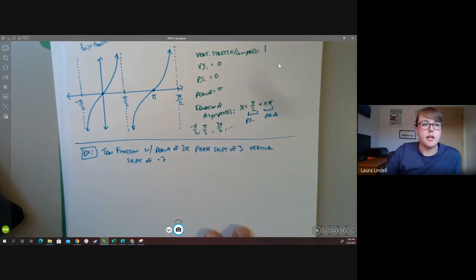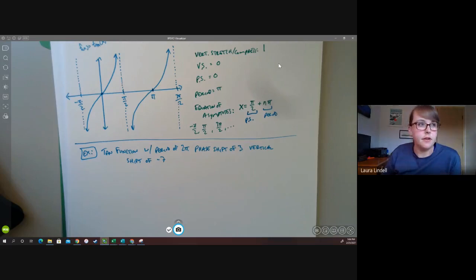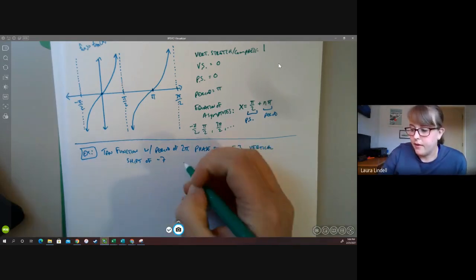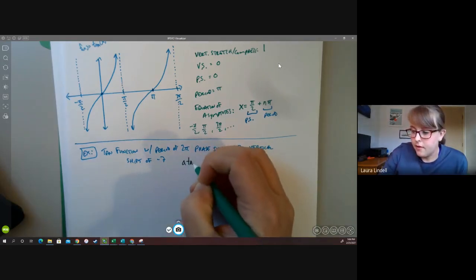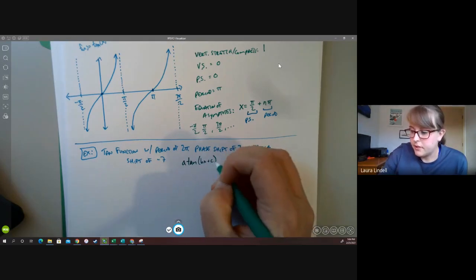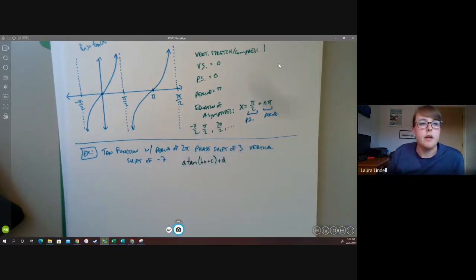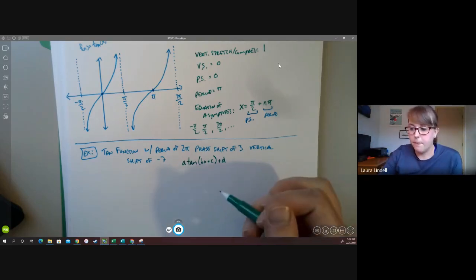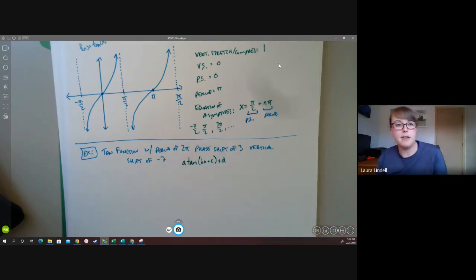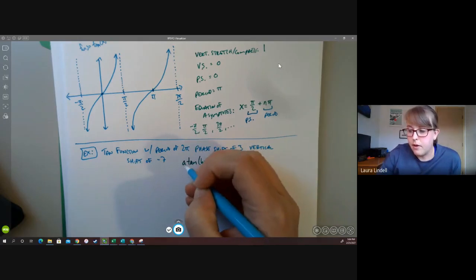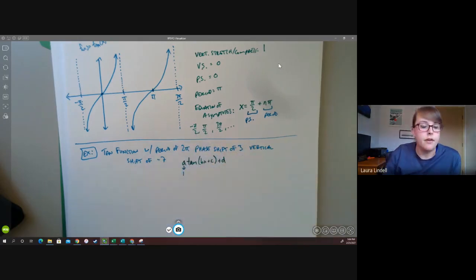Just like we did with the sine and cosine functions, we're working off of a tangent of bx plus c plus d. Once we find a, b, c, and d, we can plug those in and we're good to go. This one makes no mention of a vertical stretch or vertical compression, so we really don't have to worry about a. A is just going to be 1.